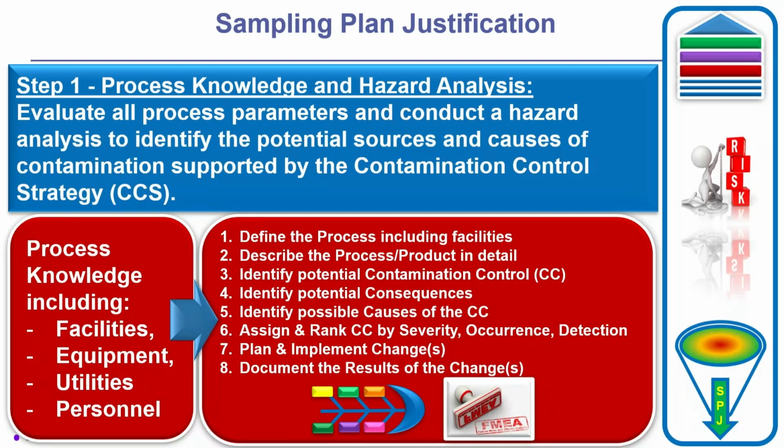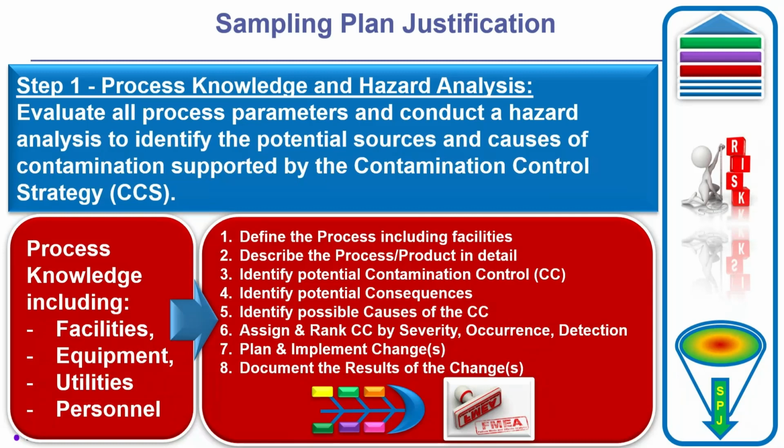Now we have the first step, with the process knowledge and hazard analysis. This step is to evaluate all process parameters and conduct a hazard analysis to identify the potential sources and causes of contamination, supported by the contamination control strategy. For process knowledge, that should include all the elements for facilities, equipment, utilities, personnel. We will define that for the isolator with the different elements.